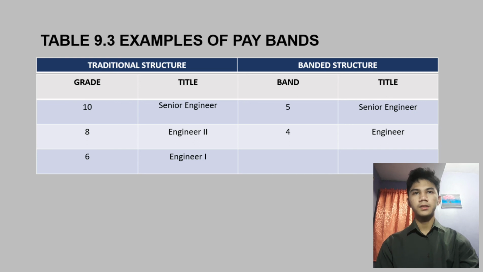Examples of pay bands are banding. As you can see, the traditional structure has different job titles or job levels, such as senior engineer, engineer 2 and 1. And in the banded structure, they combine engineer 2 and 1 together.